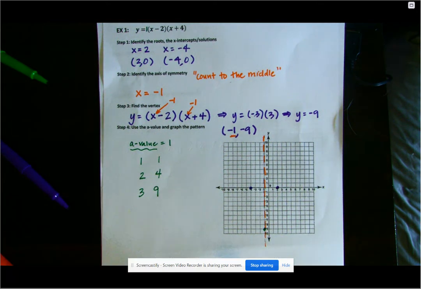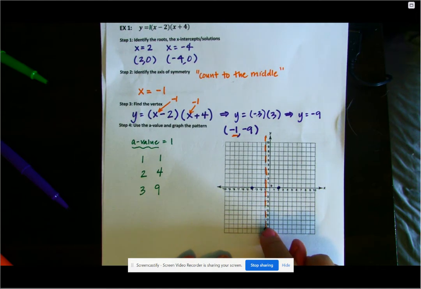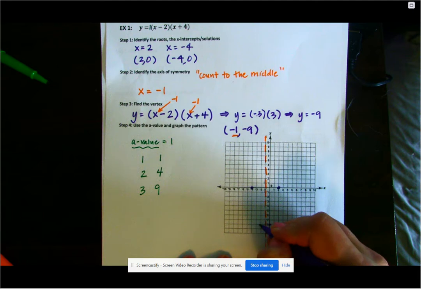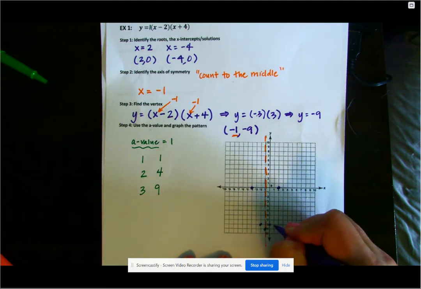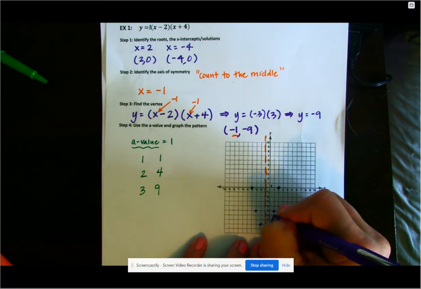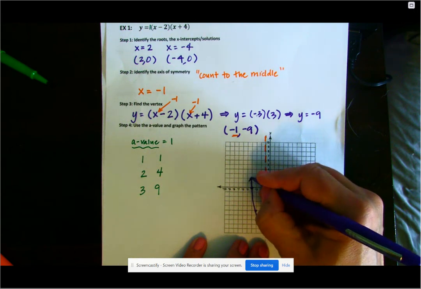Okay, now, if you just try to connect this, it'll look like a V. So make sure you do, this is the vertex. Do the out 1, up 1, out 2, up 4, and out 3, up 9. That's already there. And there you go. There's the first one.